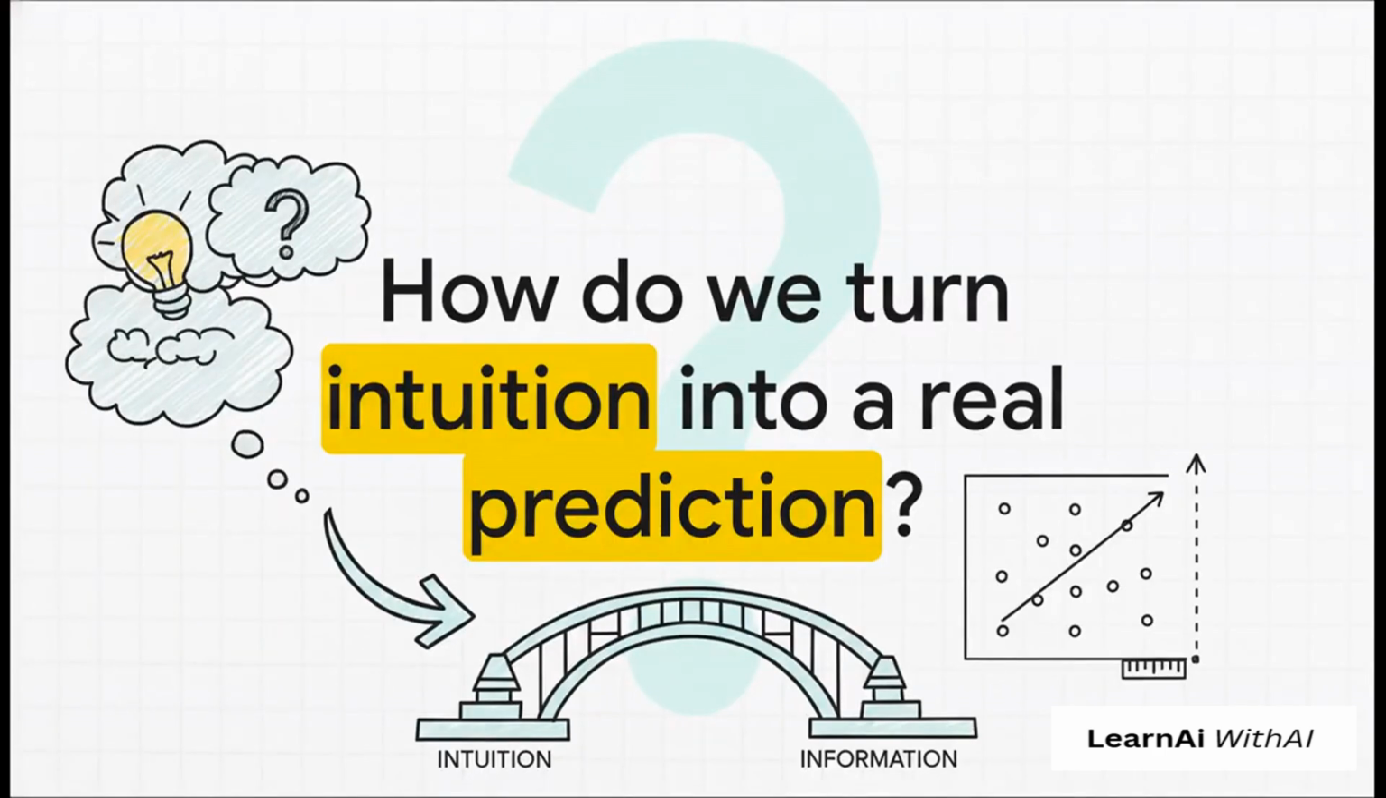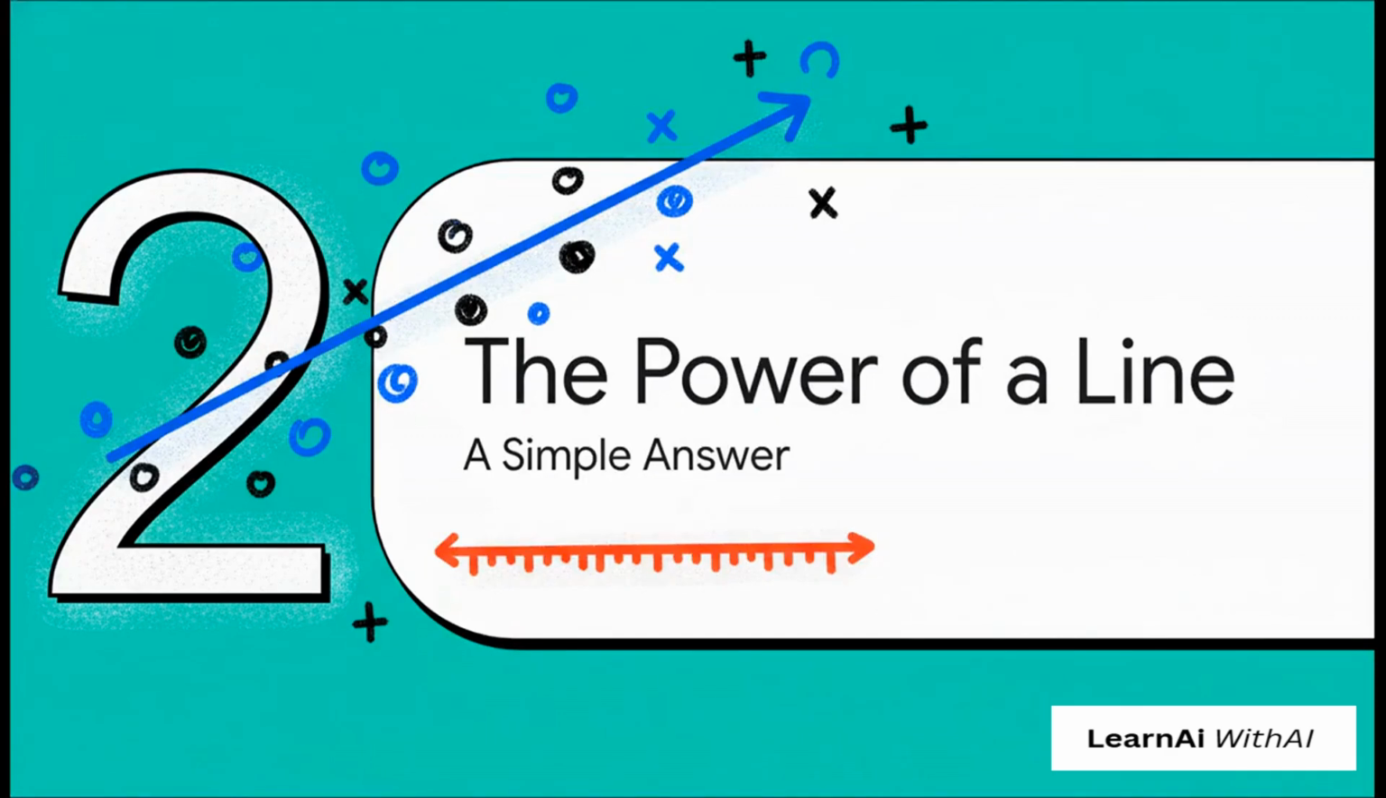Yeah, that's the real question, isn't it? It's one thing to have a hunch, a gut feeling, but it's something else entirely to say, okay, if I study for exactly 10 hours, I predict I'll get a score of 85. We need a tool that can take us from just intuition to actual information. And you know what? The answer is beautifully simple. It's a straight line. The tool we use is called linear regression, and its whole power lies in drawing one single line that tells a story.